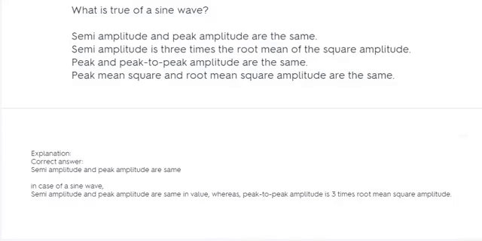What is true of a sine wave? Semi-amplitude and peak amplitude are the same. Semi-amplitude is 3 times the root mean square amplitude. Peak and peak-to-peak amplitude are the same. Peak mean square and root mean square amplitude are the same.